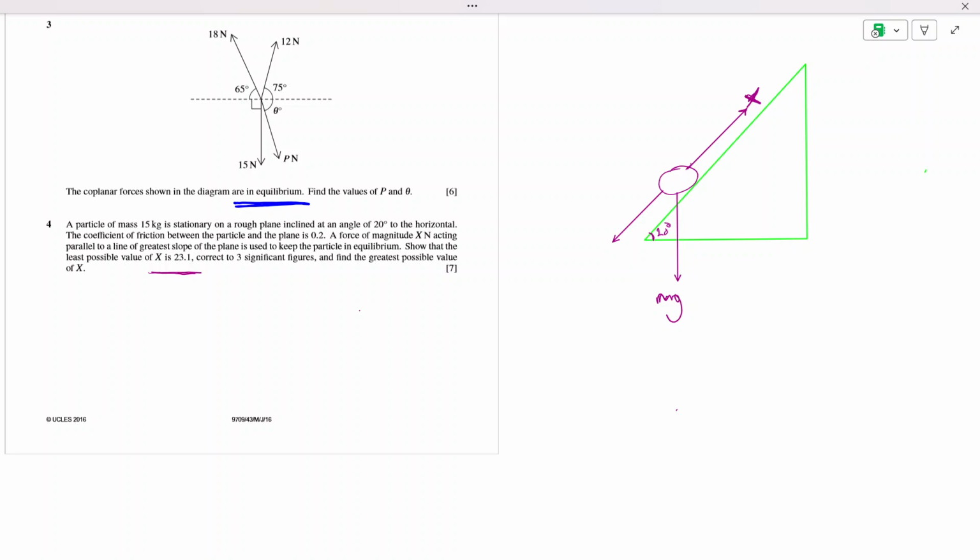If we do the geometry, this is the particle that we have. Then we have the component. That is the weight, right? So mg, like that. I've just taken this particle here and drawn it here. This is the particle. This is the mg weight.